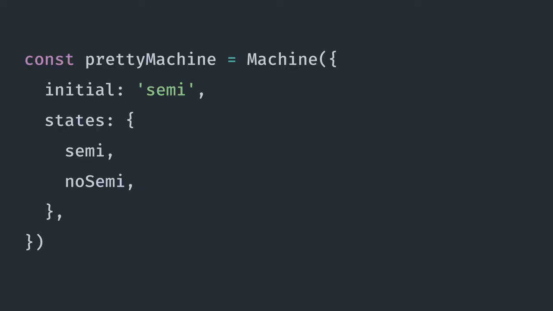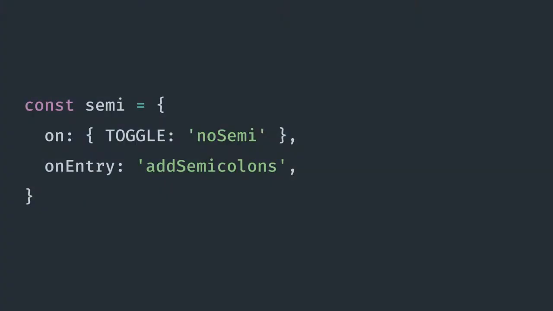And the first thing we need to do is to describe the machine in a way that JavaScript can understand it. So we basically use a JSON object where we define the machine. We set an initial state, all the different states, so semi and no semi, and we pass it to the machine function from xState. The semicolon state will look like this. On toggle, it goes to no semi, and the on entry action is going to be add semicolons. As you can see, it's all strings, no functions. It's up to you to do something. The no semicolon state similarly goes to semi, and you have to remove semicolons when you enter it.